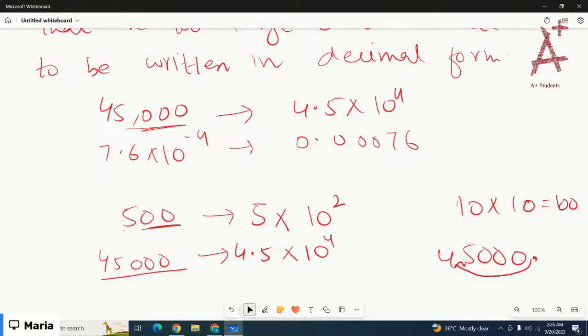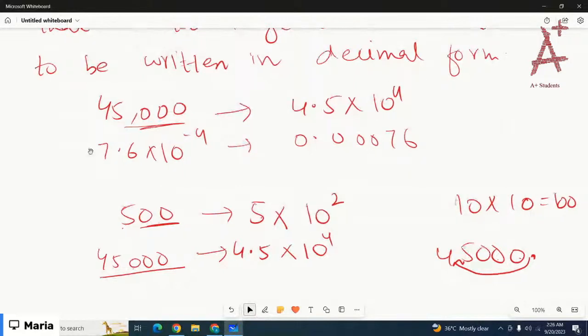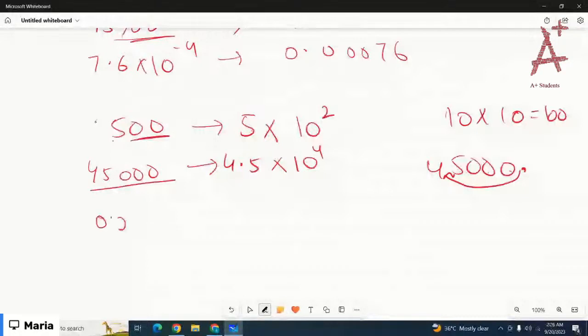Okay, let's just do another example. For example, you have 0.0677, right? How do you write it? You have to move the decimal point from here to here, then it would be 6.77, and you move the decimal point two places right, so that would be 10 exponent negative 2. Because you are moving the decimal point to the right hand side, that would be negative. When you move the decimal point to the left hand side, it would be positive, right?